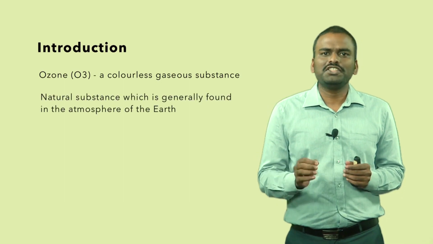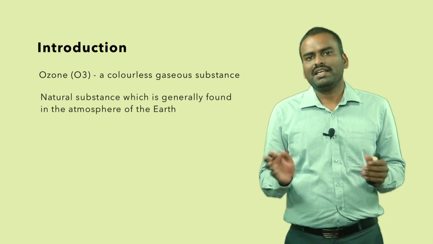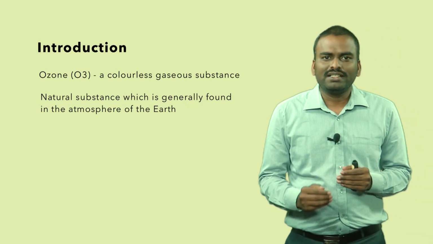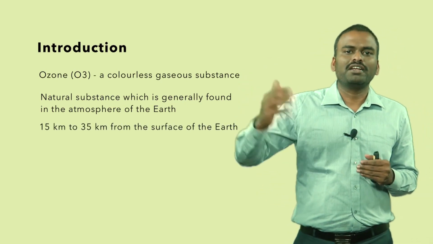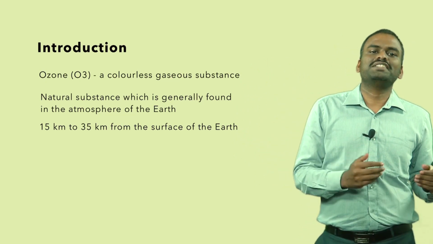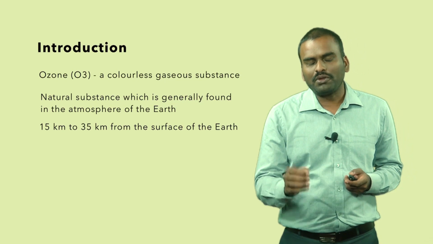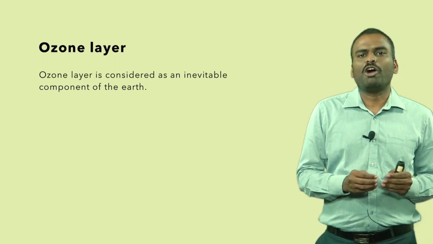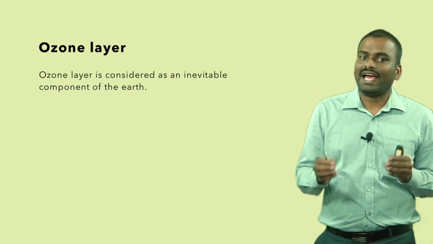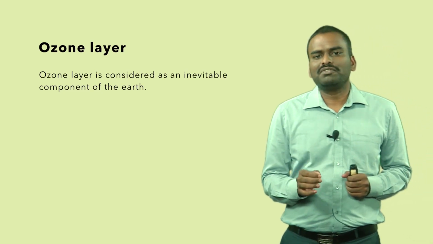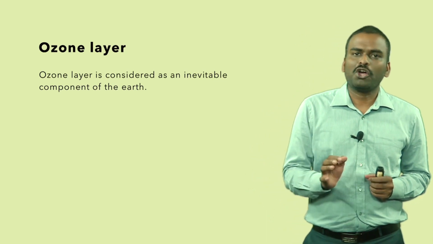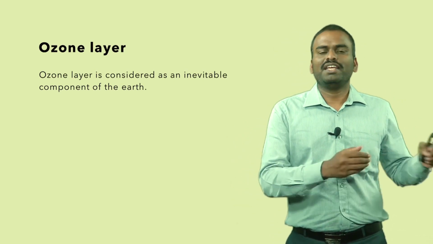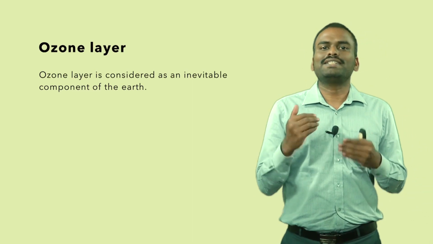It is a natural substance which is found in the stratosphere of the atmosphere of this earth. The ozone is located somewhere between 15 km to 35 km in the atmosphere, that too in the stratosphere of this earth. This part of the stratosphere is called the ozone layer. The ozone layer is considered an inevitable component for human survival on earth, as I stated earlier. Living organisms of the earth are protected from the most harmful ultraviolet radiation because of this ozone layer, which is found between 15 km to 35 km in the stratosphere.